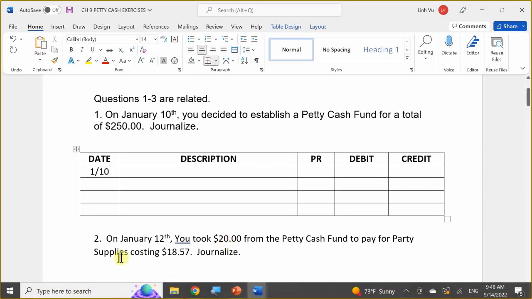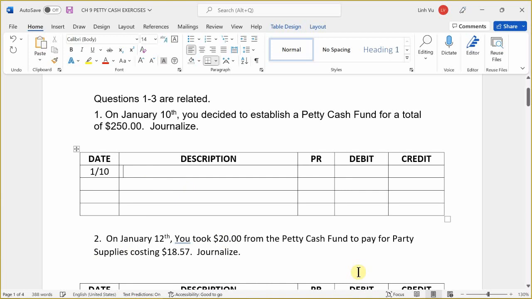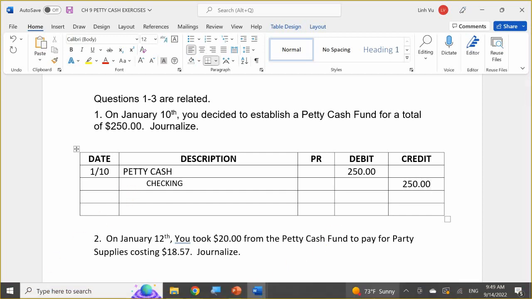You're going to do petty cash? Good. Debit for $250. Good. And where is this money going to come from? Checking. It's going to come from your checking account. Good. And of course, I'm going to make a note here to establish petty cash fund. Okay.